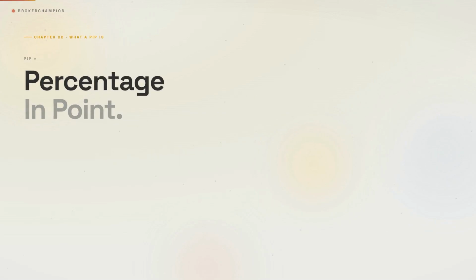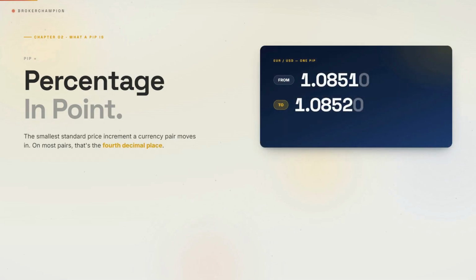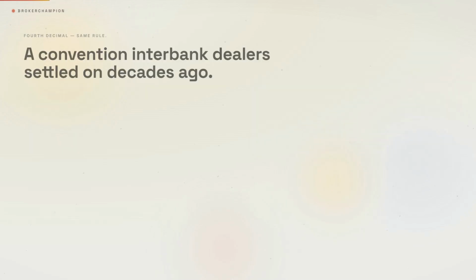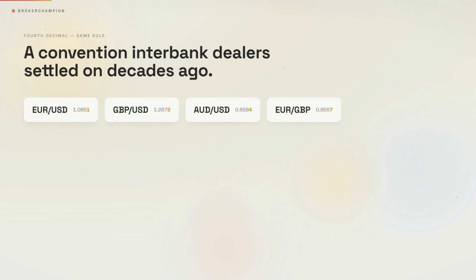Pip is short for percentage and point. It's the smallest standard price increment a currency pair moves in. On most pairs, that's the 4th decimal place. EUR/USD ticking from 1.08510 to 1.08520, that's a 1 pip move. GBP/USD, AUD/USD, EUR/GBP, same rule, 4th decimal.